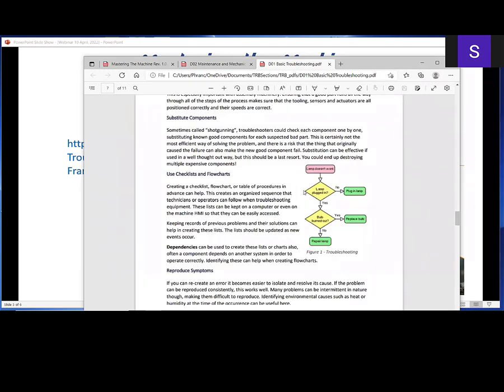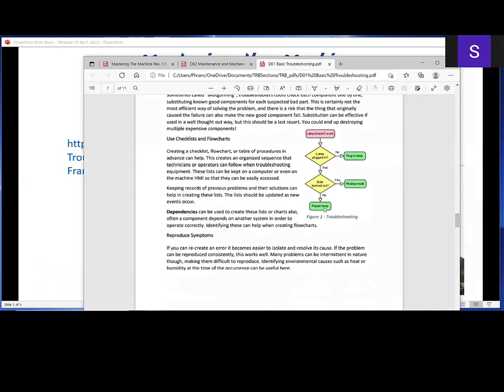Use checklists and flowcharts. Here's an example of a flowchart. A lamp doesn't work. Is the lamp plugged in? They ask you that. No, well, plug it in, right? Is the bulb burned out? Yes, replace the bulb. No, repair the lamp itself, right? So this is a simple checklist, right?